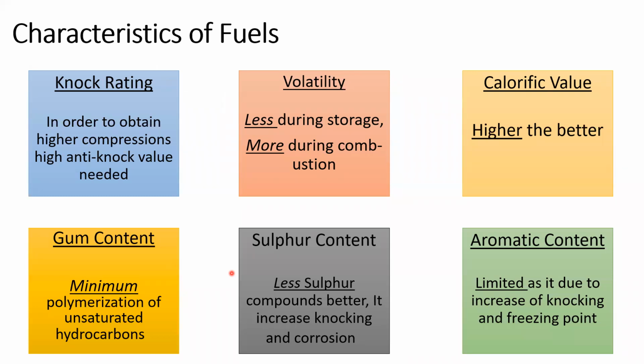Next one is aromatic content. Aromatic content is important, mainly because we need to understand if a fuel leak is going on, but aromatic content should be somewhat controlled. If the aromatic content increases, it will end up creating knocking, right? Knocking will increase by adding aromatic content. So to avoid this, it has to be limited up to a certain level.